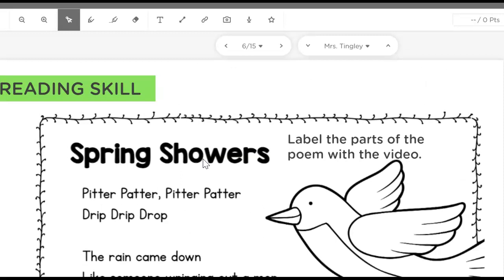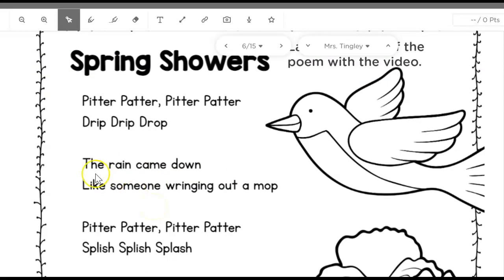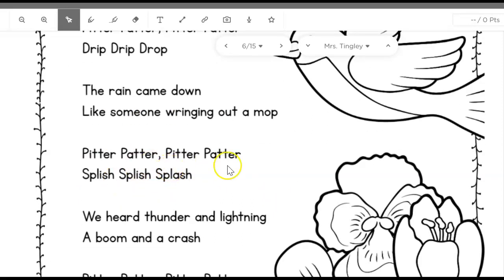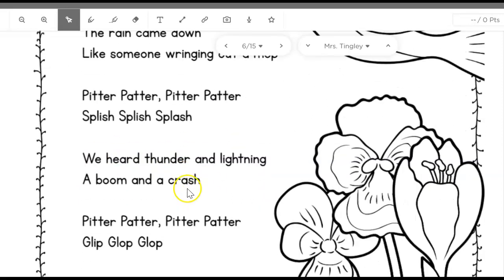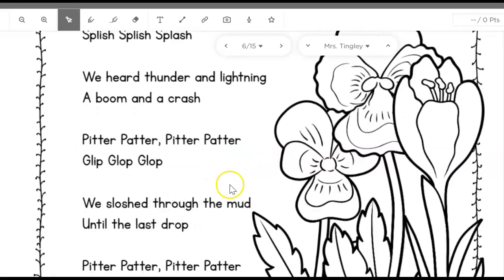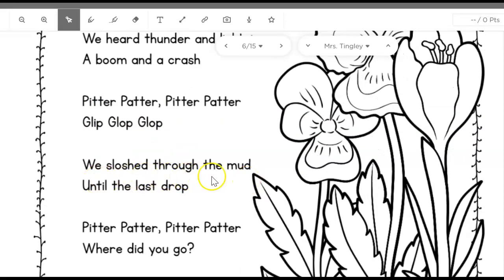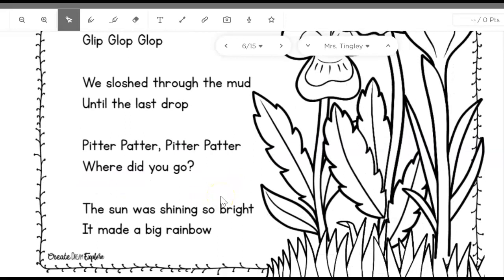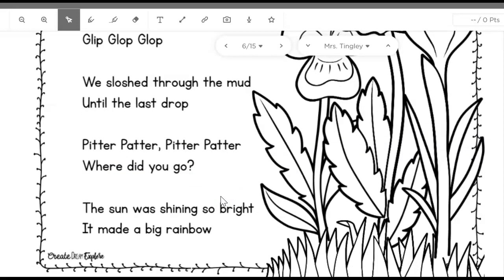Spring showers, pitter patter, drip drip drop. The rain came down like someone wringing out a mop. Pitter patter, splish, splish, splash. We heard thunder and lightning, a boom and a crash. Pitter patter, glip, glop, glop. We sloshed through the mud until the last drop. Pitter patter, where did you go? The sun was shining so bright, it made a big rainbow.